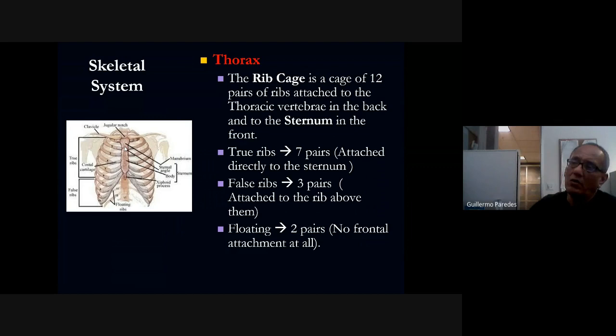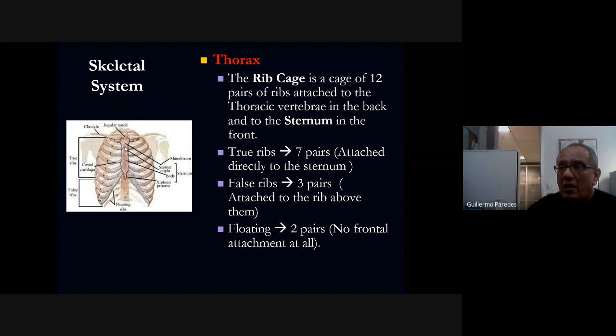The first two are very simple, true and false ribs. What are the true ribs? The true ribs are the first seven pairs. And why is it called true? Because these first seven ribs are attached anteriorly directly to the sternum. So 1, 2, 3, 4, 5, 6, 7, directly to the sternum. Those are called the true ribs.